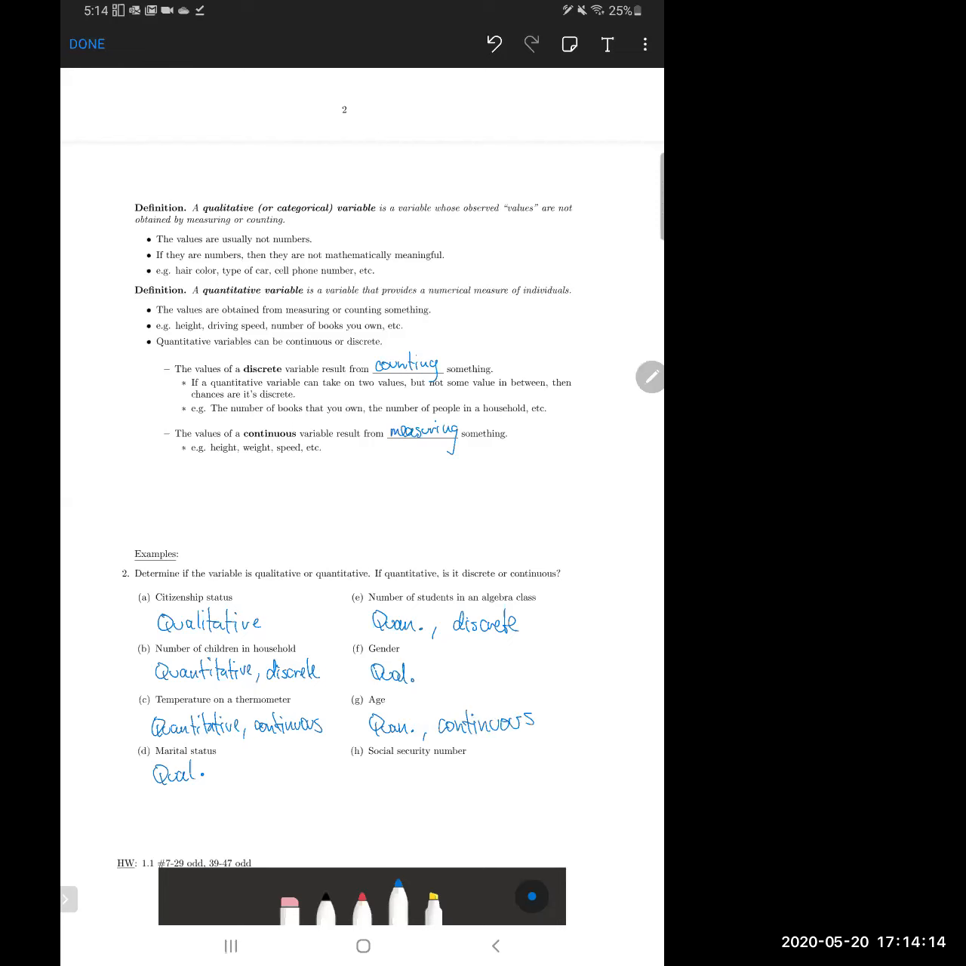And then finally, social security number. This would be a qualitative variable. Even though it's a number, it's not a mathematically meaningful number, okay? You didn't get your social security number by counting or by measuring. It was just a random string of digits that was assigned to you when you were born, okay?